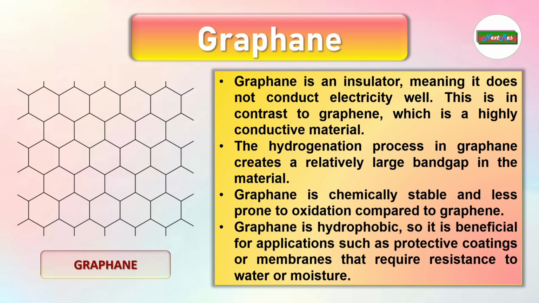This modification alters the properties of graphene significantly. Graphane is an insulator with a relatively large band gap, which means it does not conduct electricity well. The addition of hydrogen atoms also makes graphane stable and less prone to oxidation compared to graphene. It has potential applications in the field of dielectrics, protective coatings, and also gas storage. For the example of gas storage, here I mean the hydrogen storage.